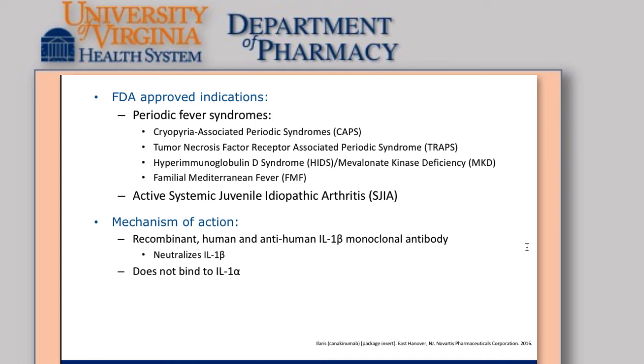Its mechanism of action is a recombinant human anti-human interleukin-1 beta monoclonal antibody. So it's actually able to just neutralize interleukin-1 beta. And it does this very specifically, so it does not interact with interleukin-1 alpha.